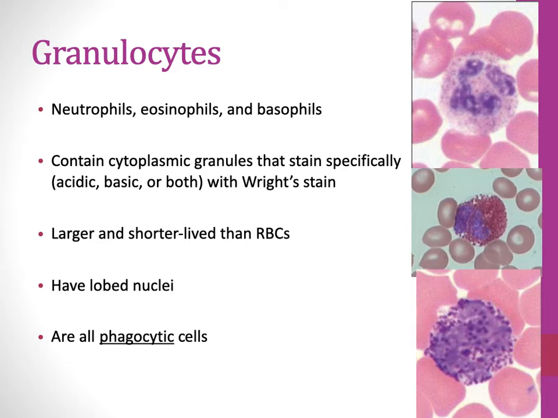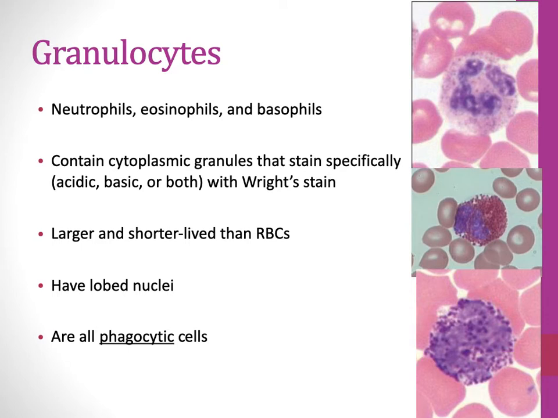Eosinophils are probably my favorite ones because, as you can see in that middle image, they have that really nice red coloring to them, which makes them really distinct and easy to identify when you do a Wright stain. Wright staining is a special combination of dyes, and again, it can distinguish whether the granules are acidic, basic, or both, being neutral.